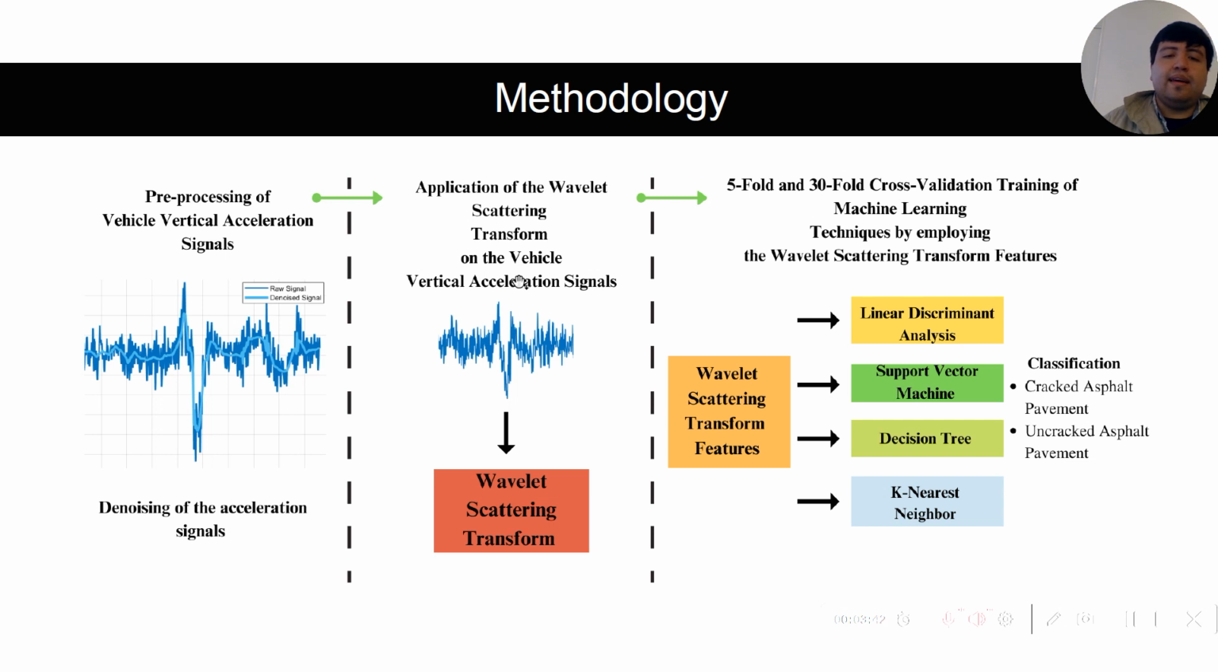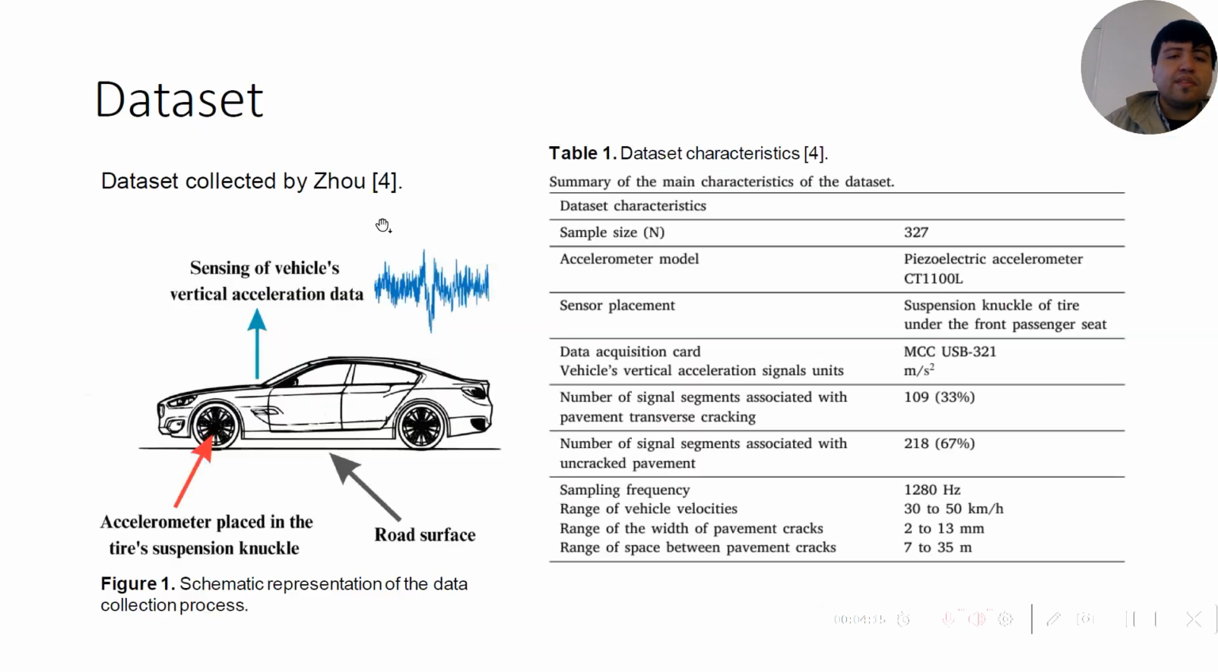Based on this transformation, we trained 4 machine learning classifiers. We decided to use the most simple ones: linear discriminant analysis, a support vector machine, a decision tree, and a k-nearest neighbor. And we compared the performance of using the scattering transform as a feature extraction technique and these 4 machine learning classifiers using 5-fold and 30-fold cross validation. The classes that we compared were the cracked asphalt pavement and the uncracked asphalt pavement.